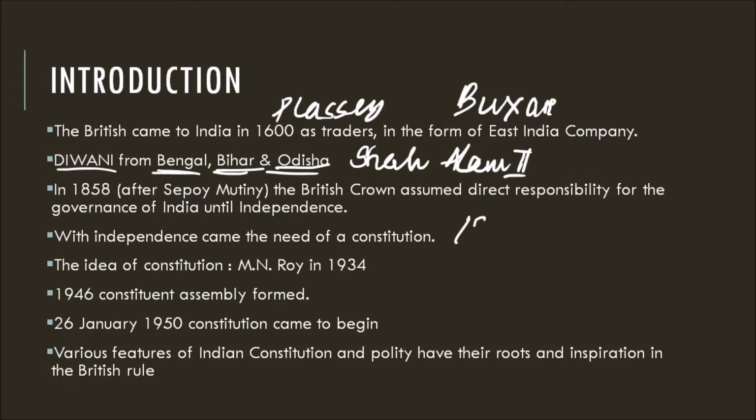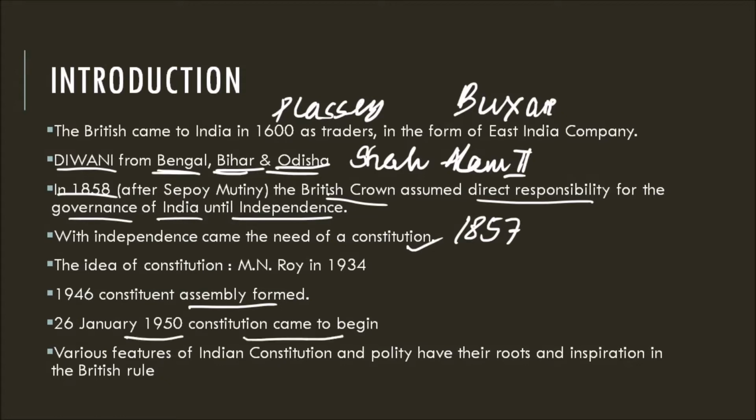After the Great Revolt of 1857, the East India Company was abolished by the British Crown. And in the year 1858, the British Crown took direct responsibility for the governance of India until independence. With independence came the need for a constitution. And for this purpose, in the year 1946, a Constituent Assembly was formed. On 26 January 1950, our constitution came into force. But the idea of a constitution was given by M.N. Roy back in the year 1934.